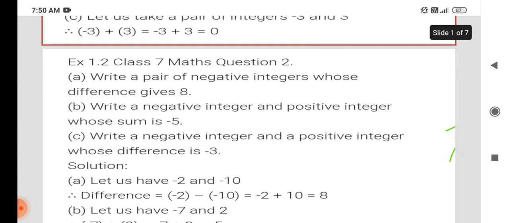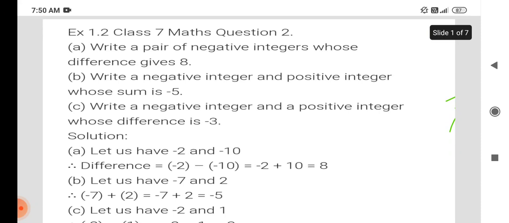Okay, next is exercise 1.2 and the question number is 2. Write a pair of negative integers whose difference gives 8. Negative integers pair means both integers are negative, and their difference is plus 8.